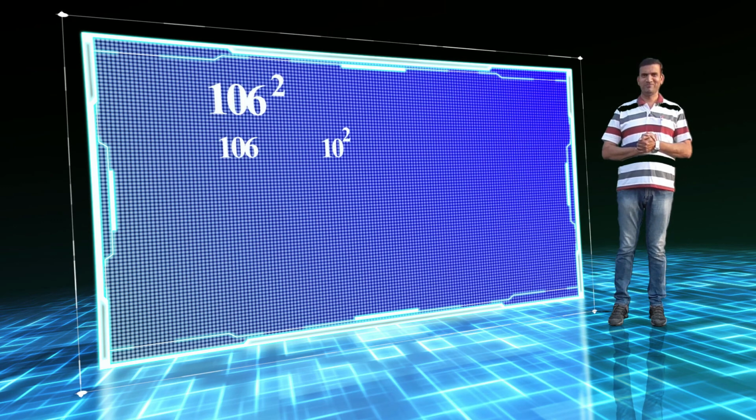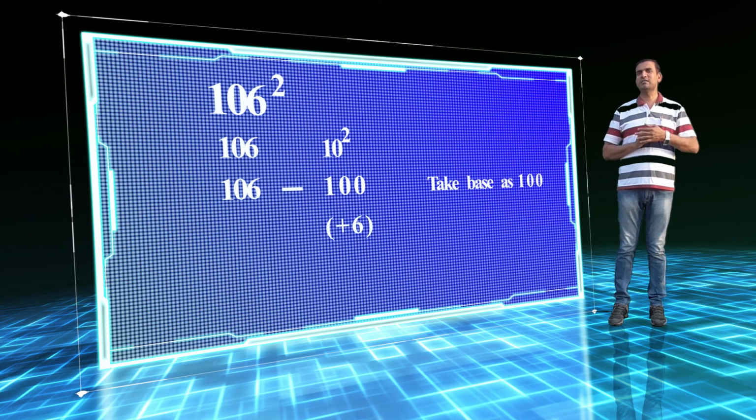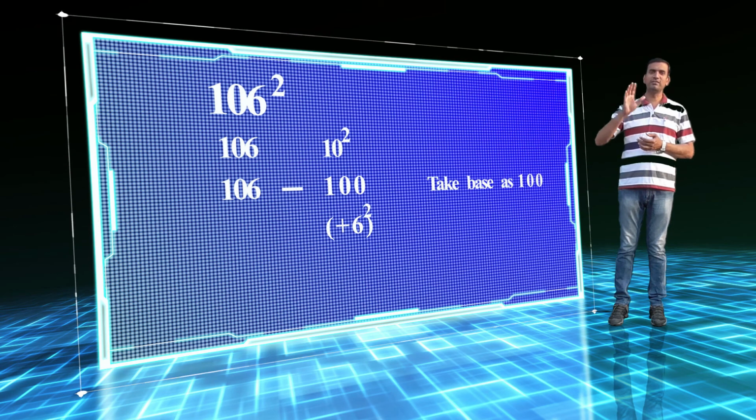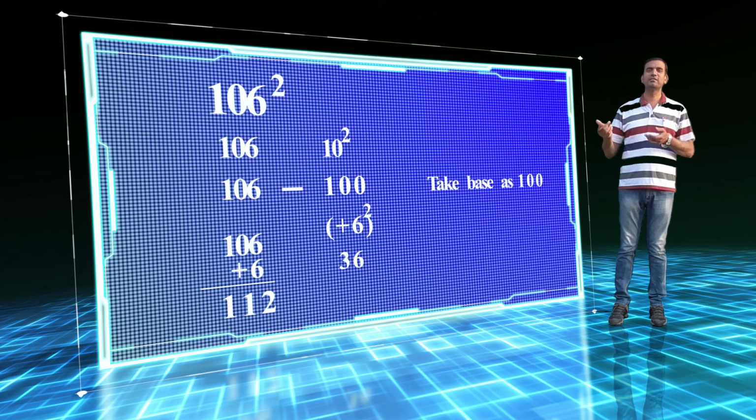106. By taking the base as 100, it is plus 6. Now 6 squared is 36. 106 plus 6 is 112. So 112, 36. Finished.